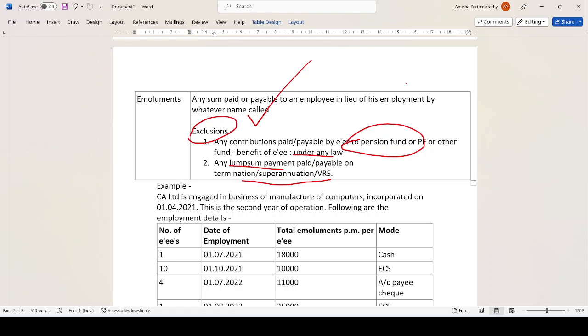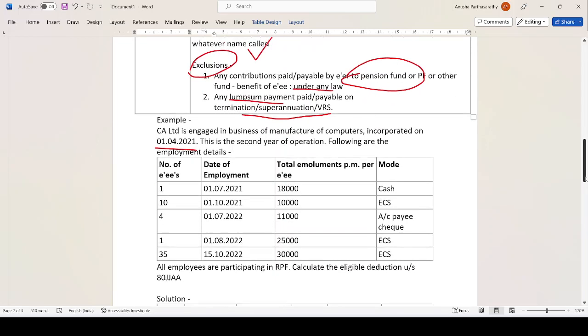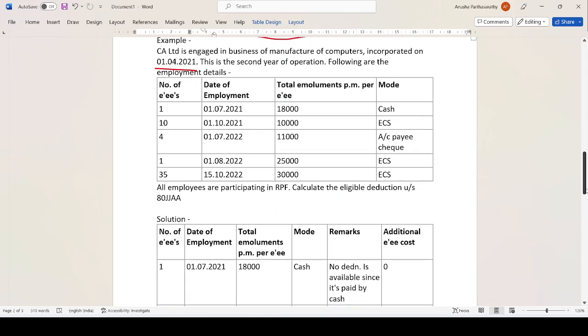Okay, let's move on. Example: CA Limited is engaged in the business of manufacture of computers, incorporated on 1st April 2021. This is the second year of operation, so it is an existing business. The following are the employment details: number of employees, date of employment, emoluments per month, and the mode of payment is also given. So cash, again, this is not coming, right? So for these 4, we are going to check. All employees are participating in RPF, so this condition is also satisfied.